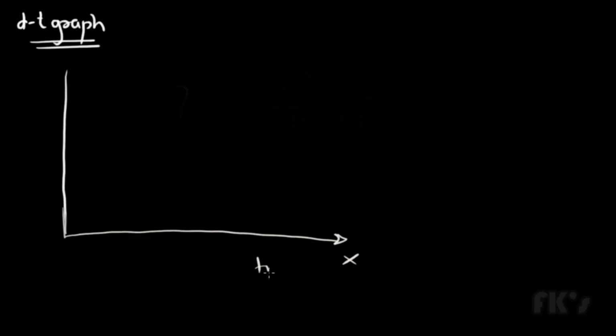Distance-time graph for a body which is moving with a constant velocity. That's my y-axis, and that's my x-axis. On the x-axis I'll be plotting time, and on the y-axis I'll be plotting distance again. As I told you, in every equal interval of time, an equal amount of distance will be moved by the body.